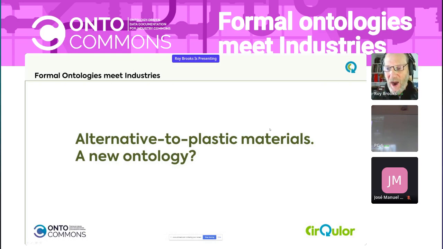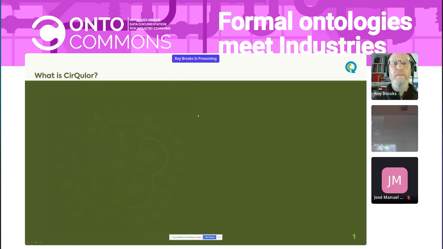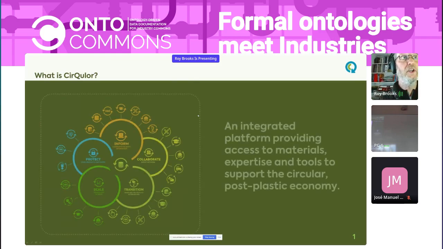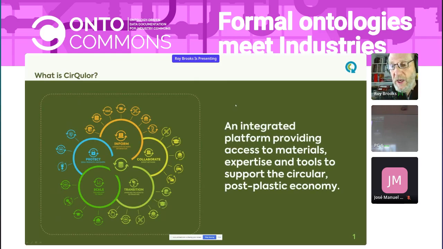So, okay, but I think a little bit of background. Inevitably, the question is going to be, what is Circular? And I'll put some words in place. Circular is an integrated platform providing access to materials, expertise, and tools to support the circular post-plastic economy. Wow, okay, that's a lot of words and a complicated diagram. So what I'll do is I'll just briefly unpack those for you.